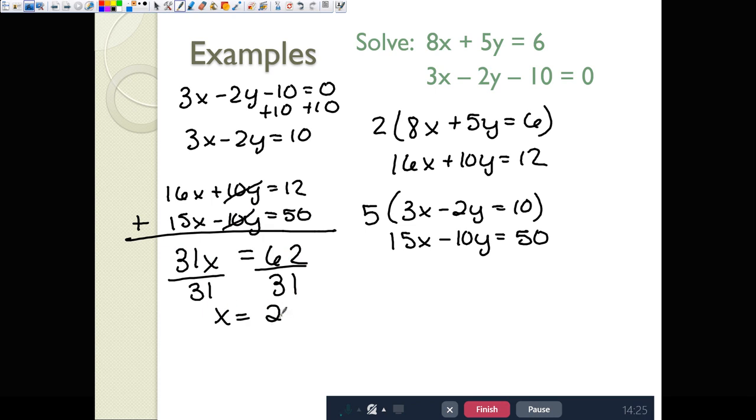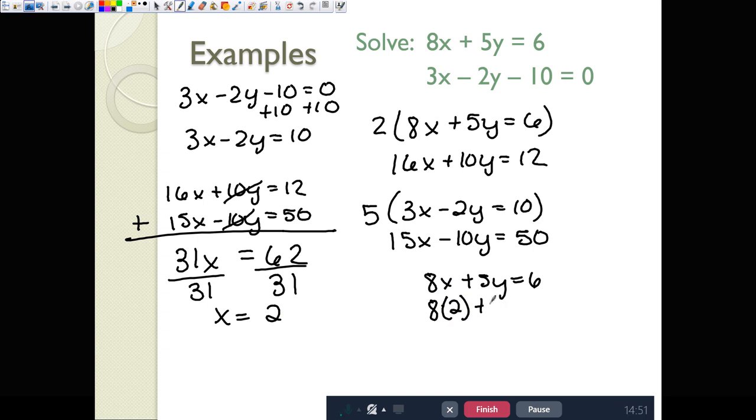So now that I know x, I need to find y. I'm going to substitute it into any of my equations. I'm just going to pick the top one. So I have 8x plus 5y equals 6. So instead of x, I'm going to put in a 2.